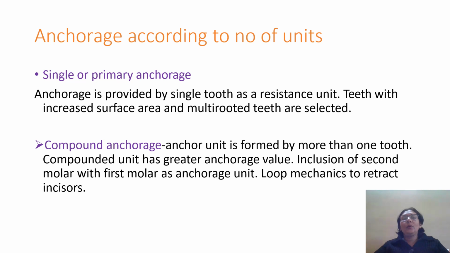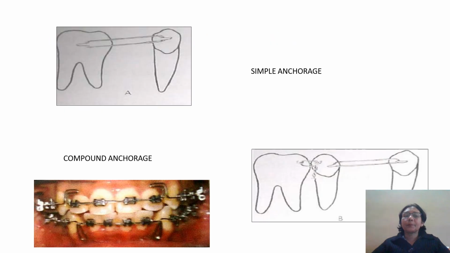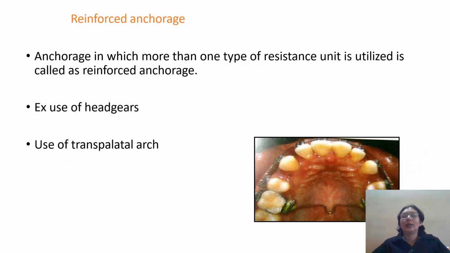Now, anchorage according to number of units. It could be single or primary anchorage, where the anchorage is provided by a single tooth. Teeth with increased surface area and multi-rooted teeth are selected. Say a molar, when pitted against a canine, which is a single tooth, will provide anchorage. Compound anchorage is where more than one tooth is added. Say we are adding the second premolar or second molar to the anchorage unit, that is your first molar. So this will be compound anchorage, or in loops when we are giving alpha or beta bend, that is also providing compound anchorage.